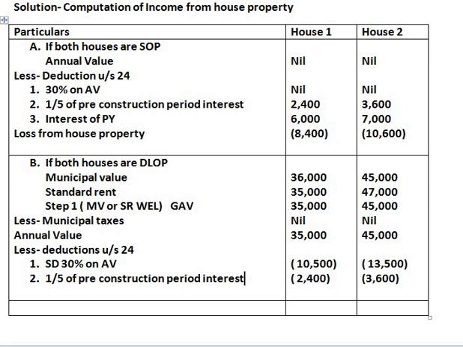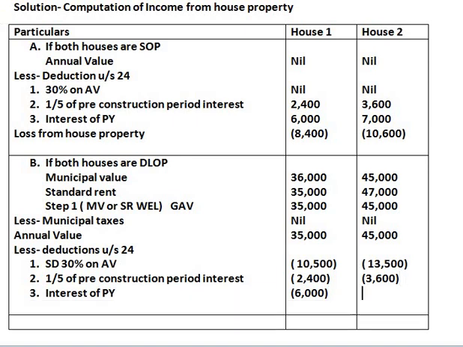And the third and final deduction is interest of previous year. For house 1, it is 8,400. Sorry, house 1 it is 6,000. House 2 it is 7,000.